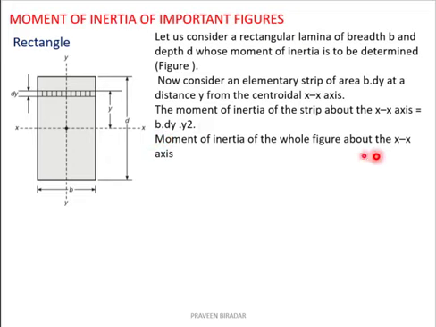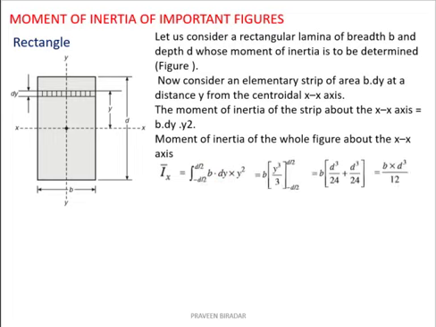So moment of inertia of the whole figure about the x-axis is Ix equal to the integral from limit minus d by 2 to d by 2 of b into dy into y square. I will just solve this. You will get BD cube by 12. So if I have a rectangle, at its centroid, the moment of inertia is BD cube by 12. Similarly, if you take this along the y-axis, then you will get dB cube by 12.